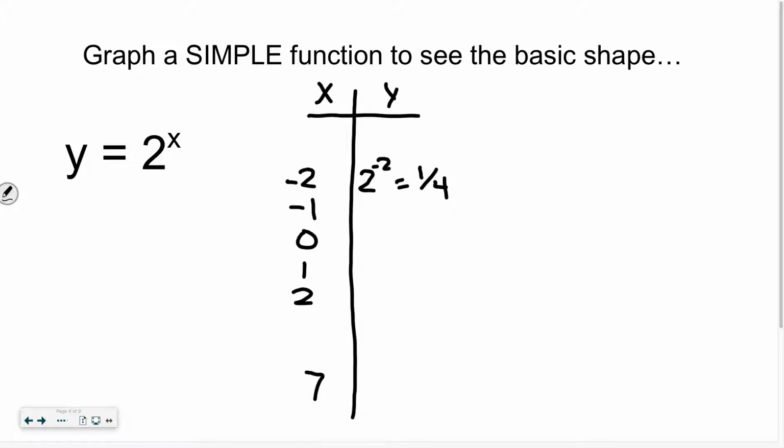Okay. Sounds like 2 to the negative 1 is 1/2. 2 to the 0, oh, thank you, 1. Anything raised to 0 is equal to 1, right? Don't forget that. 2 to the first, 2. 2 squared, 4. 2 to the 7th, 128.